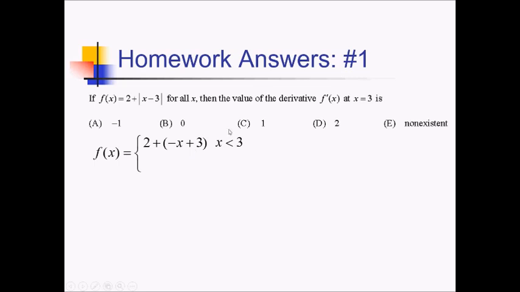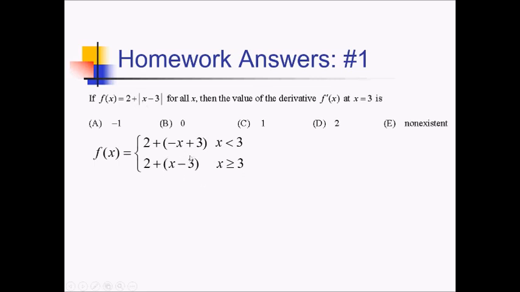And now we also have a rule for x greater than or equal to 3. We can put the equals on this second one. And if that's the case, if I'm plugging in numbers that are 3 or larger, absolute value doesn't need to do any work, and it might as well just not be there. So we can write this as 2 plus just normal parentheses x minus 3.